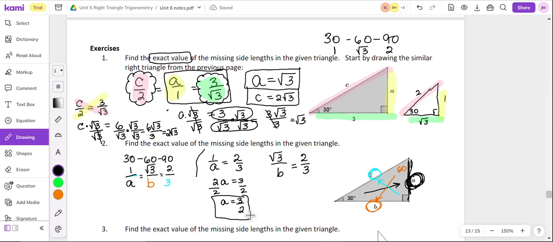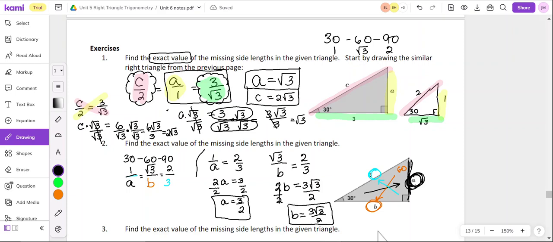So now we're going to cross multiply. You ready? So we got 2B equals 3 radical 3. And then we're dividing both sides by 2. So B equals 3 radical 3 over 2. No simplifying needed because we have a 2 in the denominator.